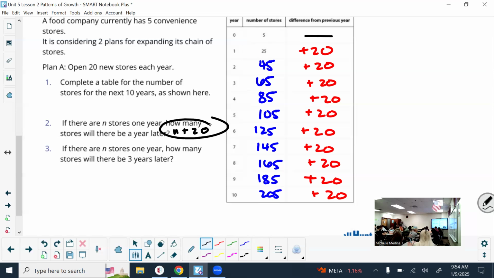Now, if there are N stores one year, how many stores will there be 3 years later? Who thinks they have that one? Wade? N plus 60. Do you guys agree with that? Does that make sense? How did you get that?